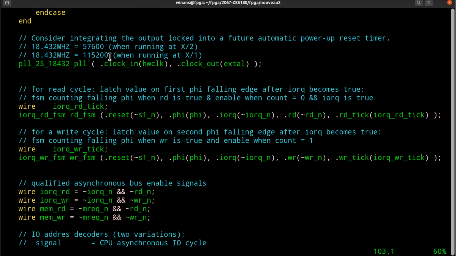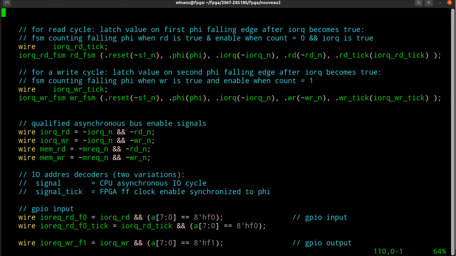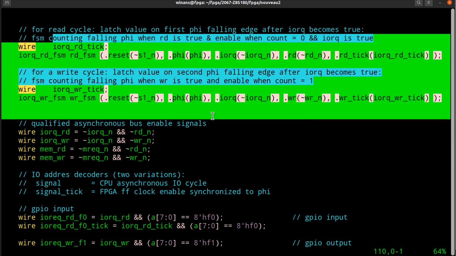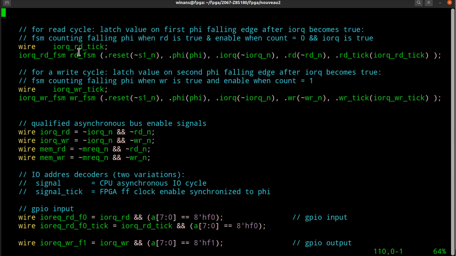Okay, what else do we got? I deleted a bunch of comments about the PLL. Here is where I use those new finite state machines, and I have these signals called read tick and write tick, and I have two different ones because they have different timing. We just talk about all that fun stuff. I reset it, phi goes in there, and notice I want these active true for these control signals going in, and then the output tick signals are assigned like this, okay?